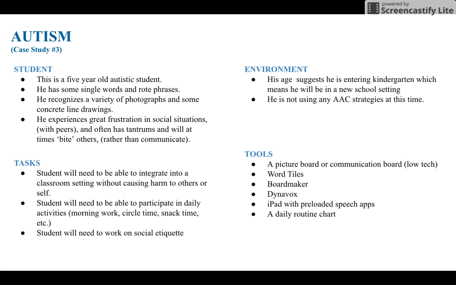The first was a 5-year-old autistic student. He has some single word and rote phrases. He recognizes a variety of photographs and some concrete line drawings. He experiences great frustration in social situations with peers and often has tantrums and will, at times, bite others rather than communicate. His age suggests he's entering kindergarten, which means he will be at a new school setting. He is not using any AAC strategies at this time.